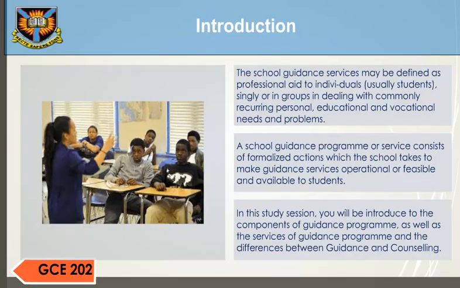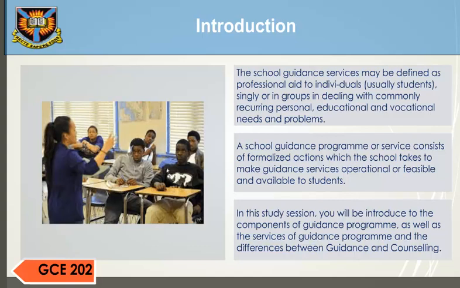Introduction. The school guidance services may be defined as professional aid to individuals, usually students, singly or in groups, in dealing with commonly recurring personal, educational, and vocational needs and problems. A school guidance program or service consists of formalized actions which the school takes to make guidance services operational or feasible and available to students.